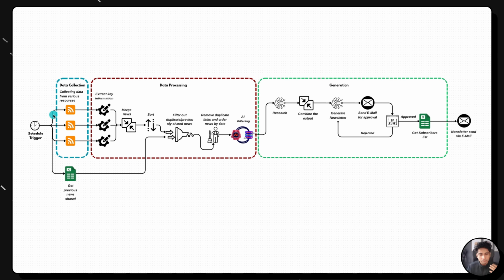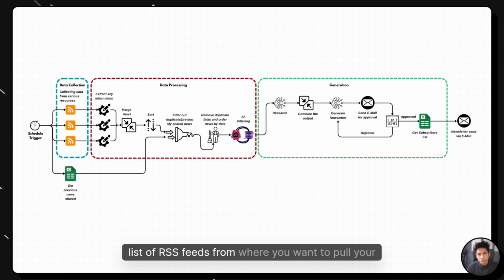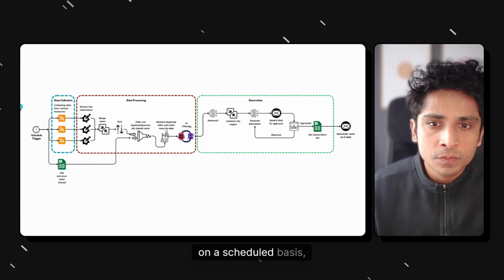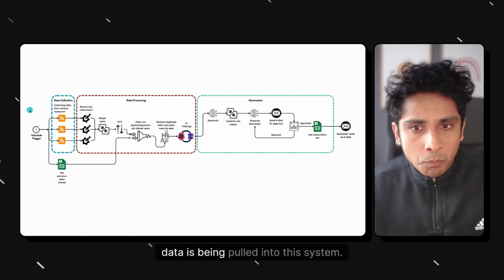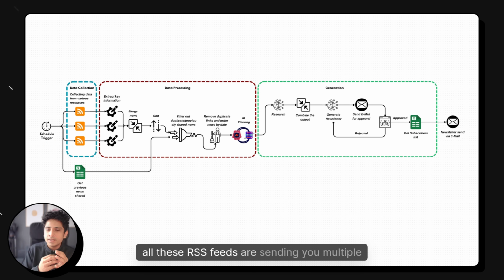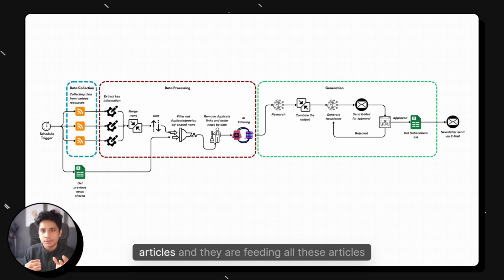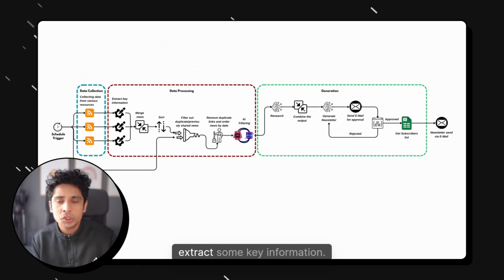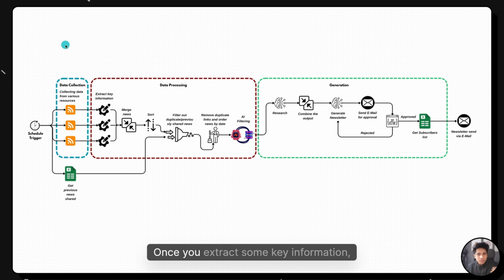You can define a list of RSS feeds from where you want to pull your data. And this is the phase where, on a schedule basis, this data is being pulled into the system. Now, all these RSS feeds are sending you multiple articles and they are feeding all these articles into the system. Now our goal: extract some key information. Once you extract some key information, you merge all the news.